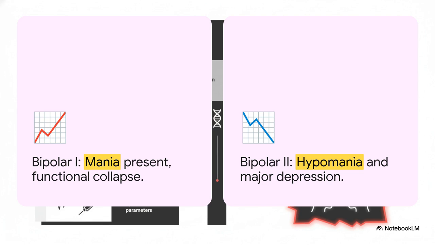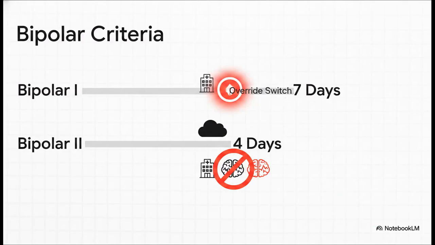The diagnostic boundary between bipolar 1 and bipolar 2 isn't just about subjectively judging how elevated the patient's mood is. It is an absolute, objective measure of functional collapse and stabilization requirements. Here is how these criteria stack up. Bipolar I requires a manic episode lasting at least 7 days, but watch for the override switch. Any duration qualifies as bipolar I if the patient is hospitalized to prevent harm or if psychosis is present.